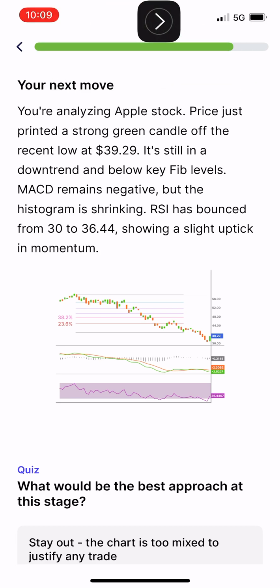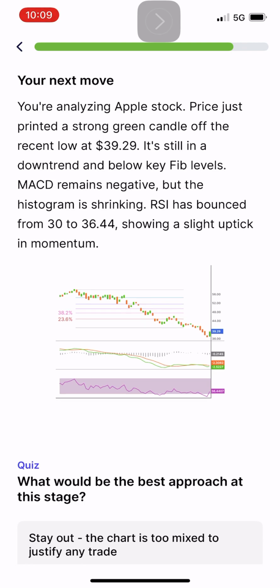Your next move. You're analyzing Apple stock. Price just printed a strong green candle off the recent low at $39.29. It's still in a downtrend and below key fib levels. MACD remains negative, but the histogram is shrinking. RSI has bounced from 30 to 36.44, showing a slight uptick in momentum. Quiz: what would be the best approach at this stage?